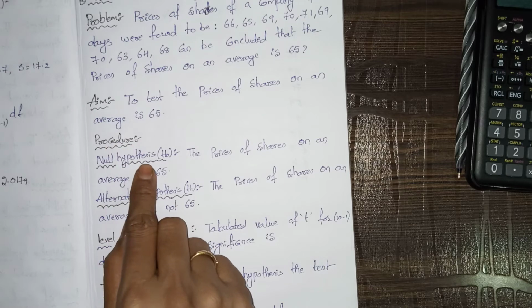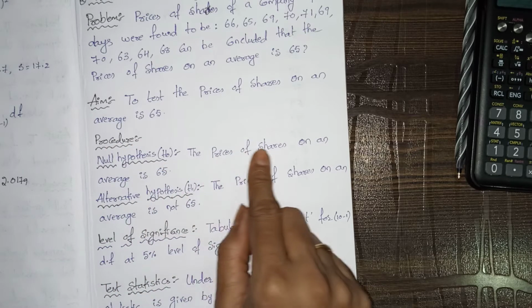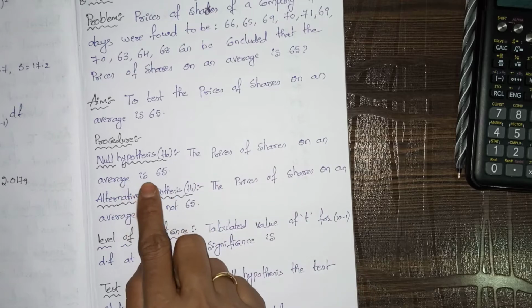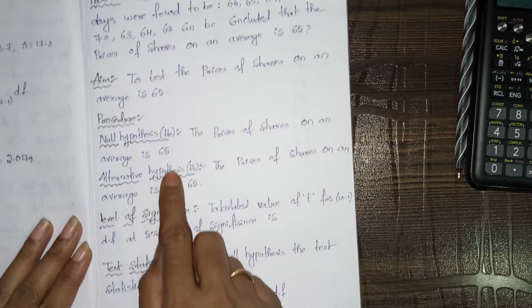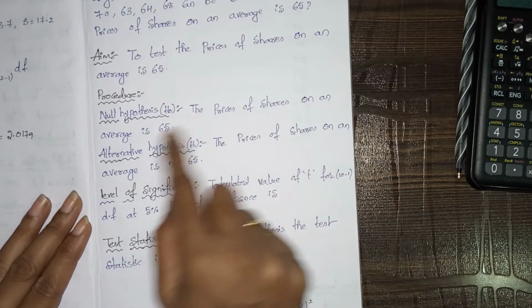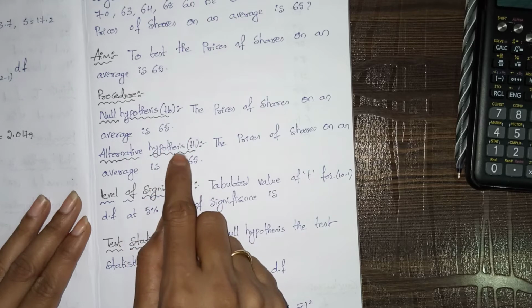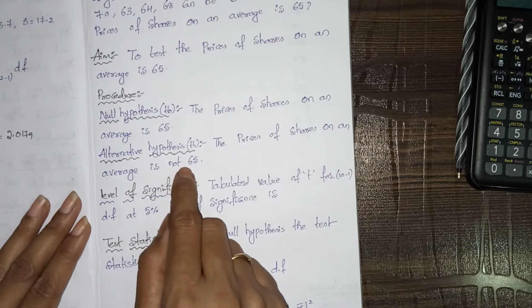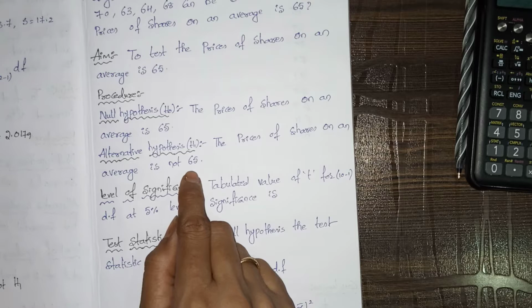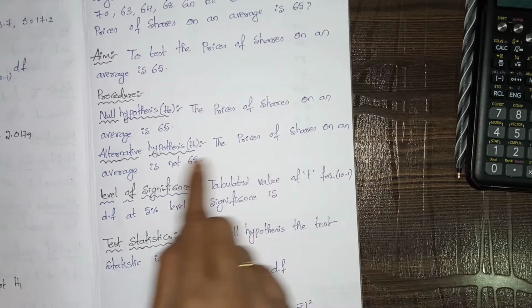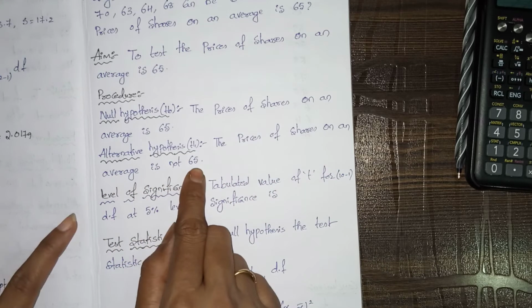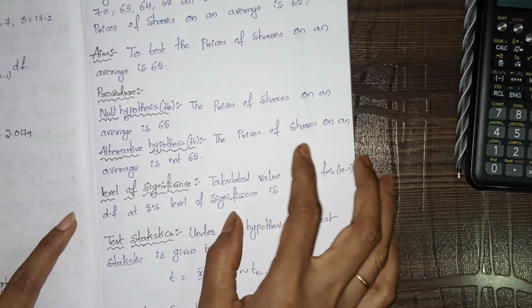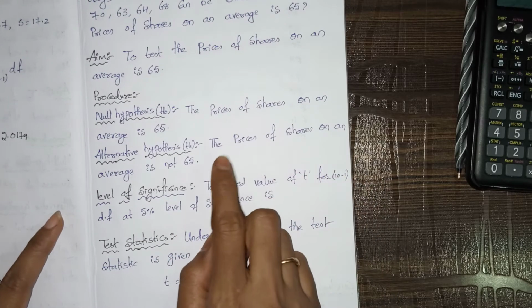In procedure, the null hypothesis is denoted by H naught: the prices of shares on an average is 65. Here we took on an average 65, so the alternate is that the prices of shares on an average is not 65, or else we can say mu not equals to 65.